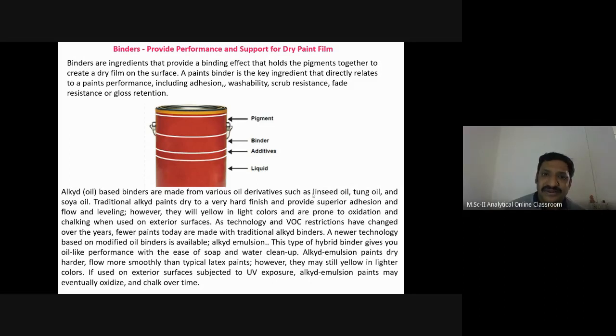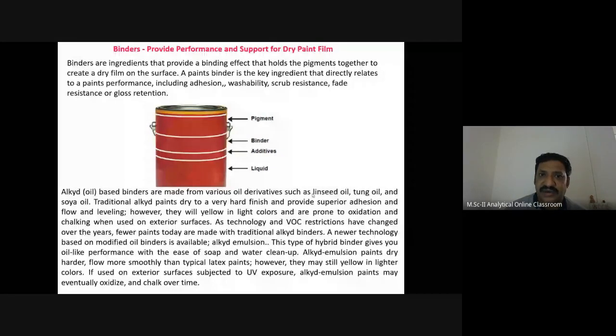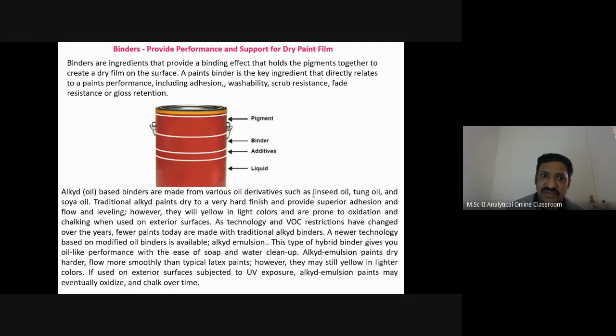Paint binder is the key ingredient that directly relates to paint performance, including adhesion, washability, scrub resistance, fade resistance, and gloss retention. So the overall properties of paints depend upon the binder. If the binder is good, then pigments hold together and create the dry film on the surface, and it is also responsible for the performance of the paint.